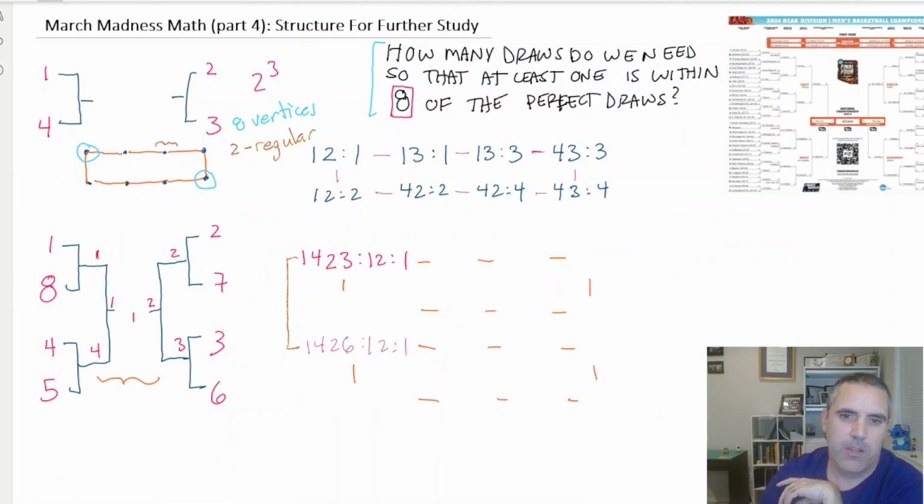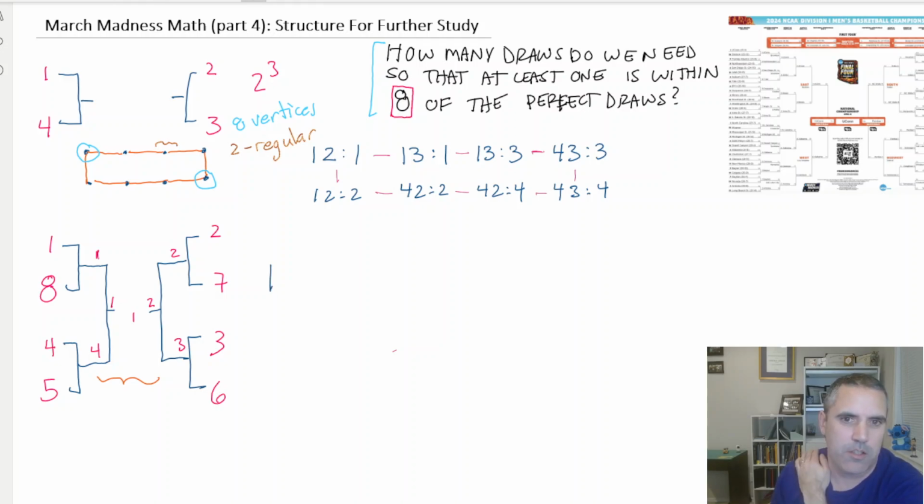Okay. So that was enough. I got far enough that I was able to say a few things. All right, so there's 128 type draws. The vertices are draws. And each one is 4 regular, meaning each one is connected to 4 other draws. And I started to think maybe that's enough to start asking some questions.